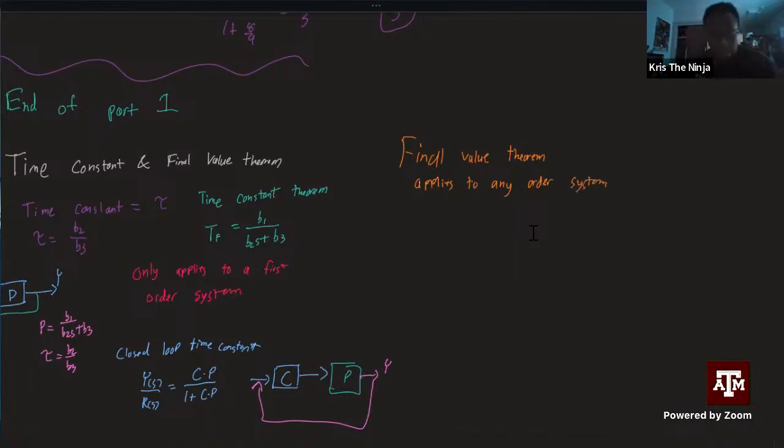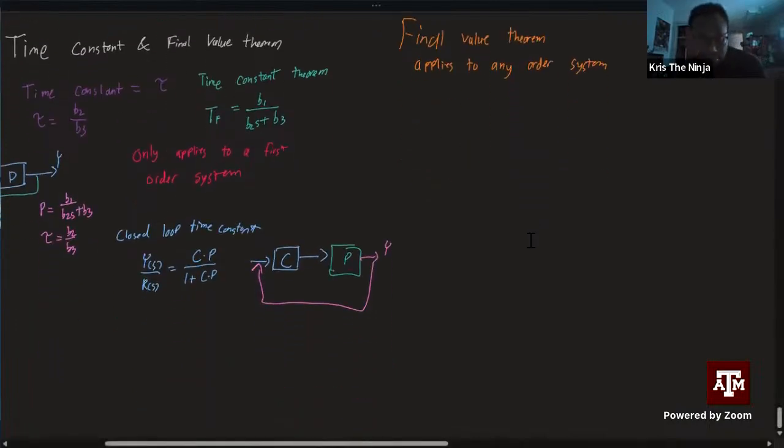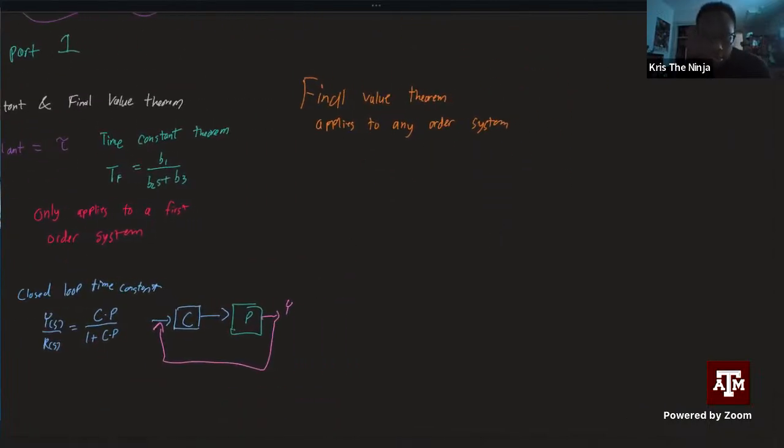Now, it is important to note, if it's not on here, if any part of the system does not terminate, the final value theorem fails.